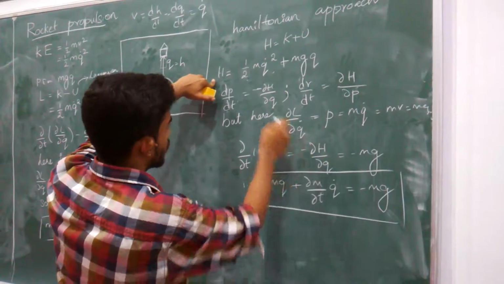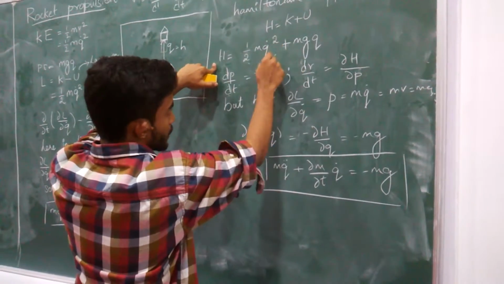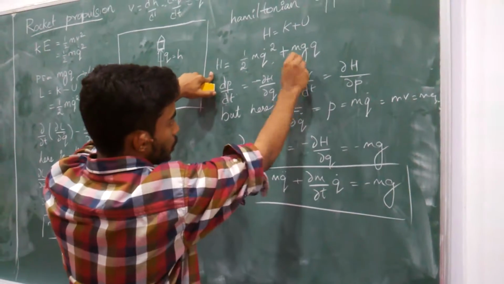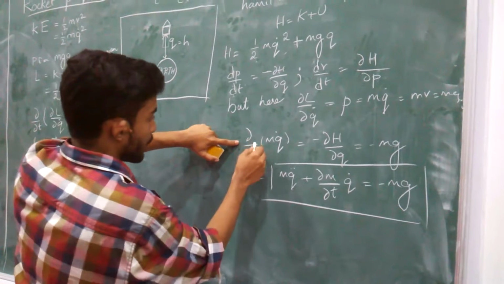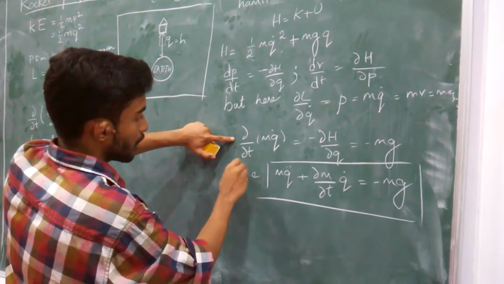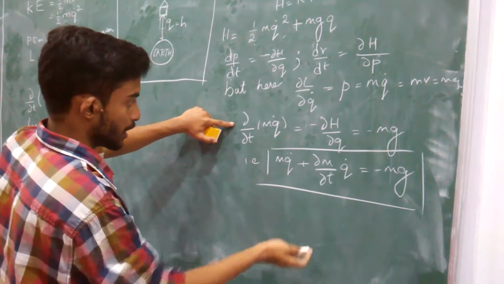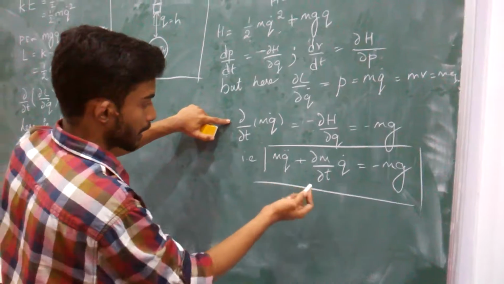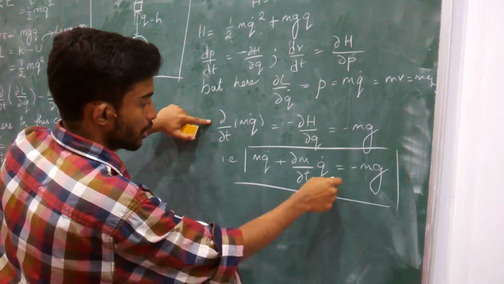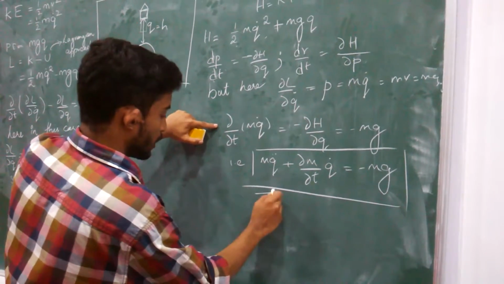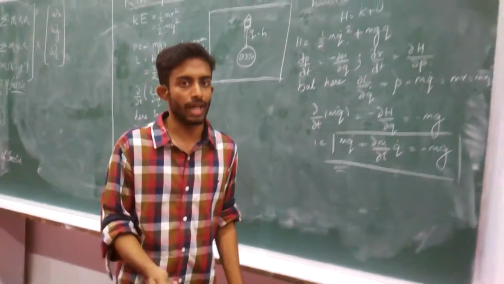We can see that differentiating with respect to q, the first term is 0, it gets cancelled, and we are left with only mg. So minus dou h by dou q will be minus of mg. Again, taking the LHS and using the multiplication property of differentiation, as m is not constant here but a variable with respect to time, we get the final equation of rocket propulsion, that is mq double dot plus dou m by dou t q dot is equal to minus mg. And finally, this is the equation of Lagrange rocket propulsion, which we derived using Lagrangian and Hamiltonian.